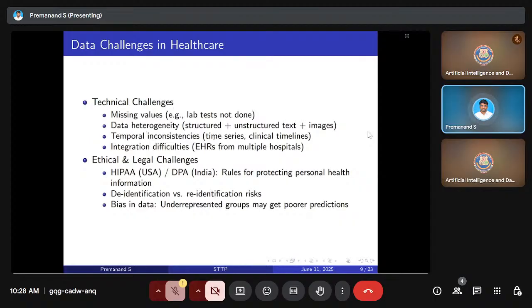Suppose a particular device can extract only unstructured data, in the sense we need to do the pre-processing accordingly. But recently, the devices that we are getting in high-end hospitals have all those things: structured data, unstructured format data, even images we are able to extract. Okay, and the third thing is temporal inconsistency.